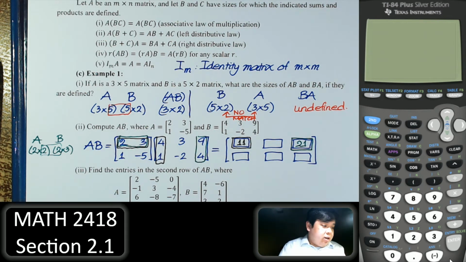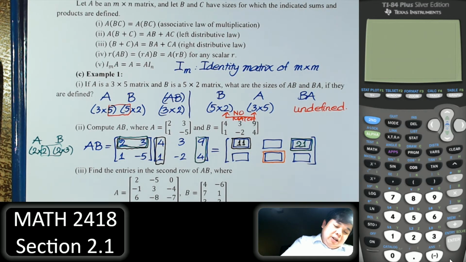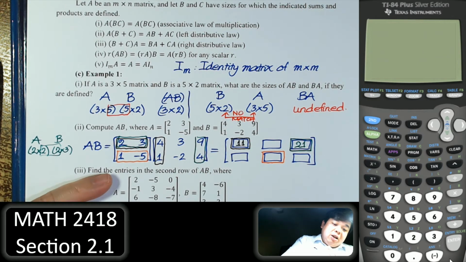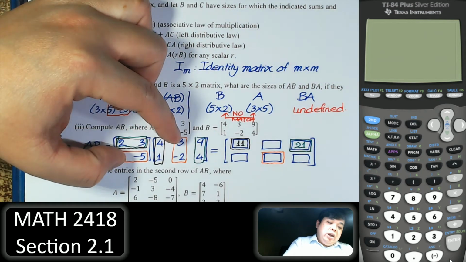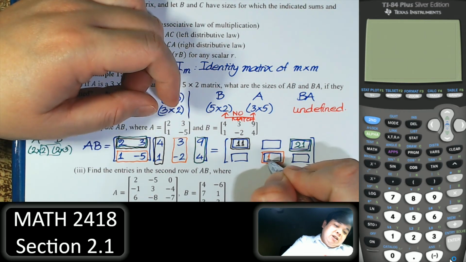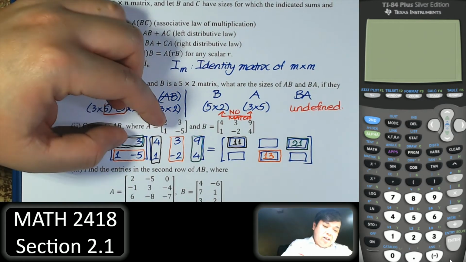I'll try another one. Let's see how about this one. That is on the second row and the second column. So we use the second row for the first matrix and the second column. 1 times 3, 3, plus 10, 13. And of course with that we can complete the matrix product here.